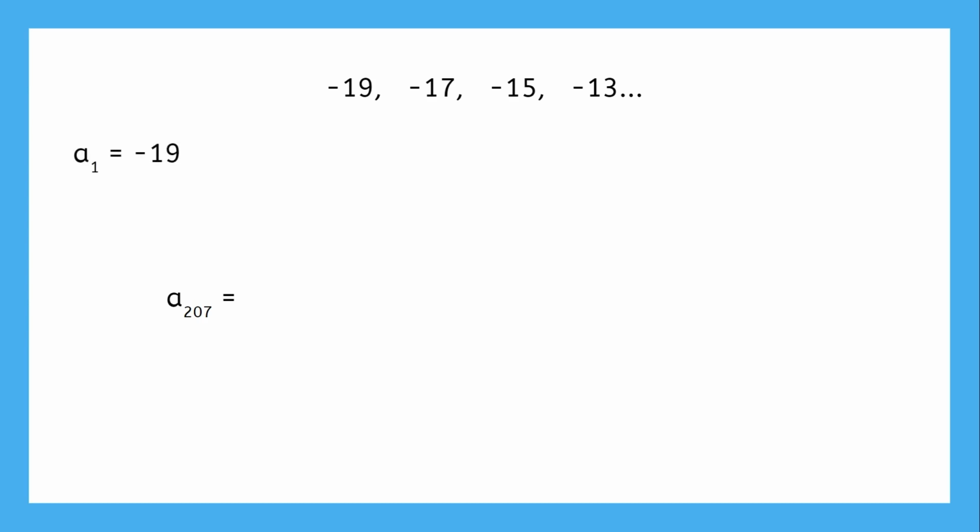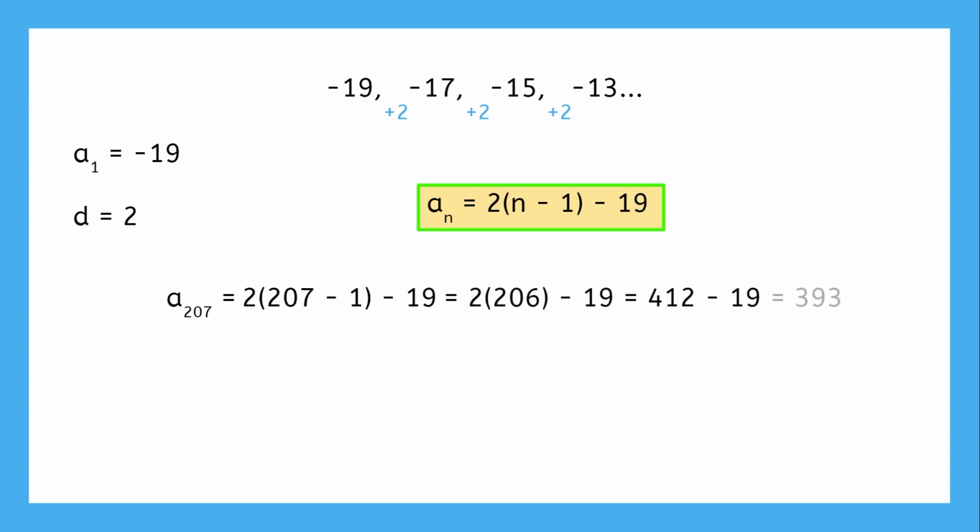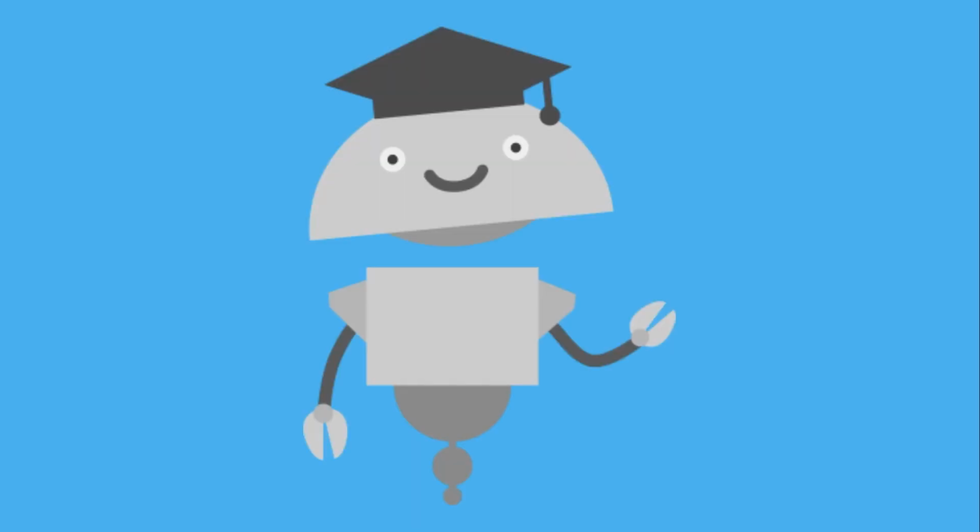The initial term is negative 19, and the common difference is 2. So here's the explicit formula. To find the 207th term, we plug in 207 for n, and then simplify, and we find that the 207th term is 393. To write either recursive or explicit formulas, you use the same two pieces of information about the sequence.